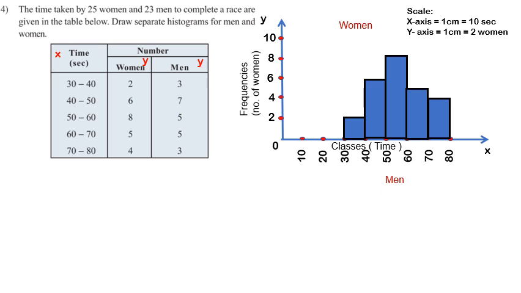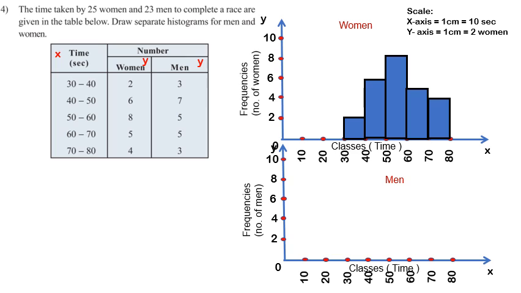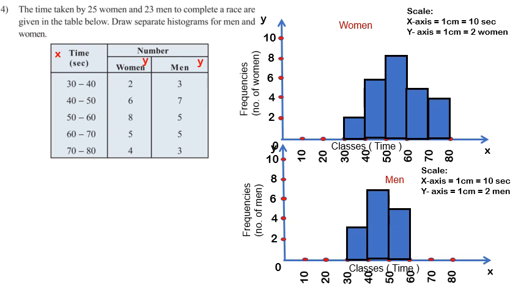First draw x-axis and y-axis with appropriate scale as before. Here also x-axis 1 cm equals 10 seconds and y-axis 1 cm equals 2 men. Then construct a bar for the corresponding frequency of each class. Here we know in class 30 to 40 the corresponding frequency is 3. So draw a rectangle of height 3 cm. Next draw rectangles of height 7 cm, 5 cm, again 5 cm and 3 cm like this.